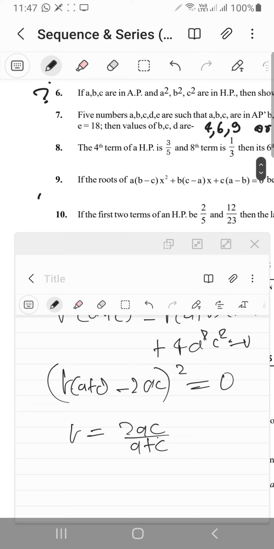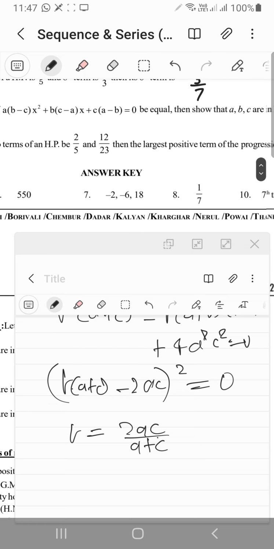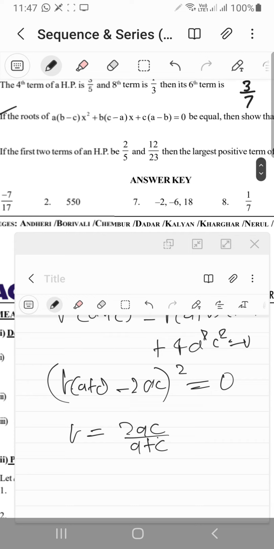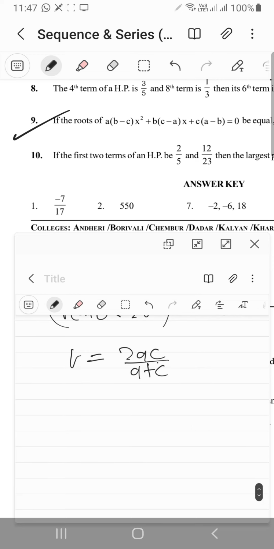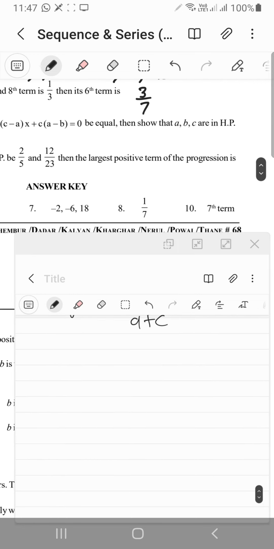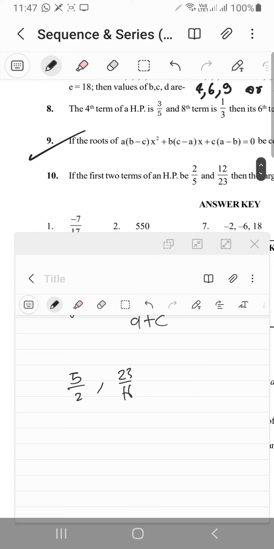Okay. If the first two terms of HP are this and this, then the largest positive term of the progression is. First two terms are this, then the largest positive term. I mean, if it's large, it must be positive. So the corresponding arithmetic progression just has 5 by 2 and 23 upon 12 as the first two terms.